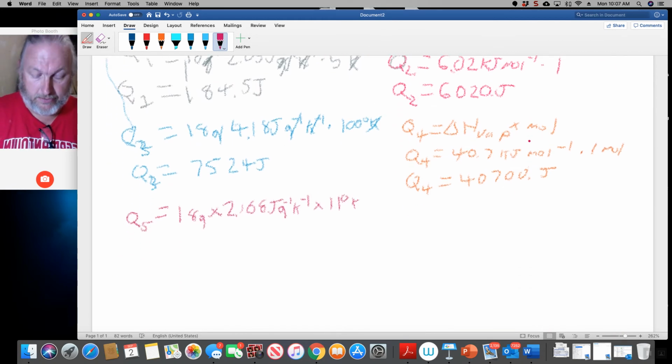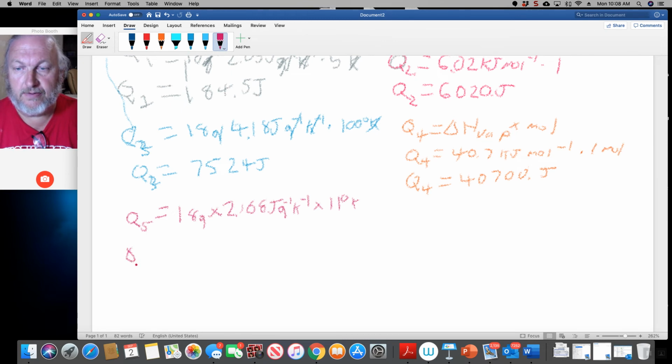All right, so now I've just got to do math. Hit my calculator. 18 times 2.08 times 11, and I get 411 joules. Q5 equals 411.84. I'm not rounding yet.